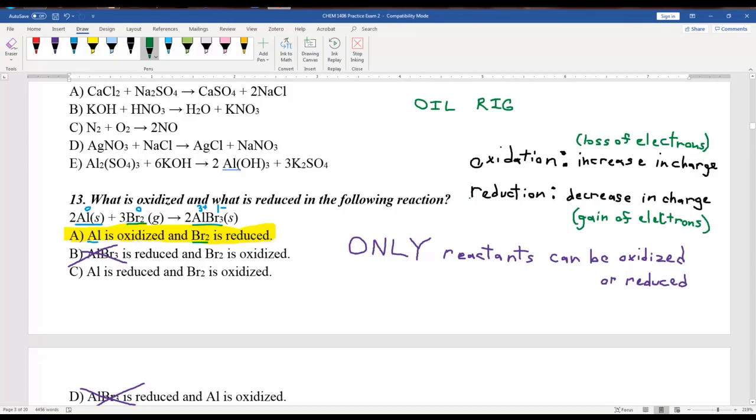But the only reason I don't like that is because when has reduction ever been a gain? The word reduction does not mean gain. It means a decrease. The reason it's called reduction is not because you gain electrons, but because you decrease the charge. In the context of figuring out what's oxidized or reduced, it makes more sense to think of oxidation as an increase in charge and reduction as a decrease in charge. I hope that helps. Any questions on that?